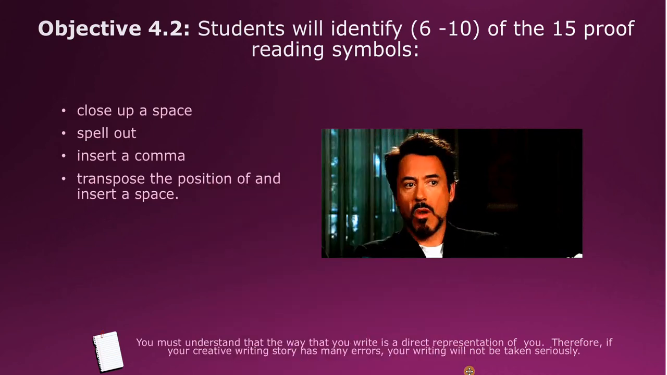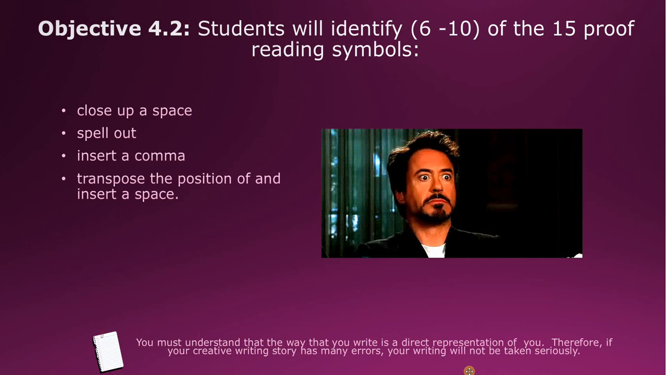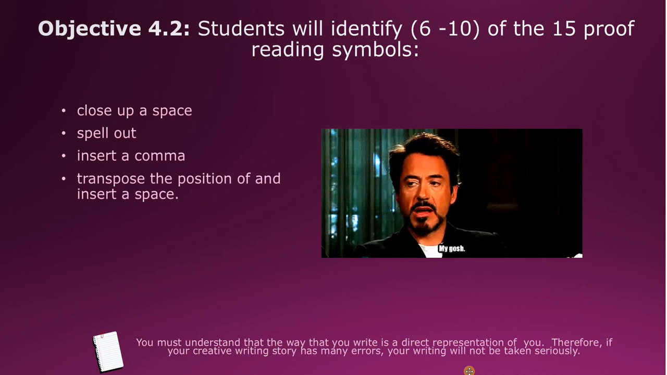Objective 4.2. Students will identify 6 through 10 of the 15 proofreading symbols: close a space, spell out, insert a comma, transpose position of, and insert a space. My gosh, it seems like a lot, but it's really not. The more that you practice, the better that you will get used to it.